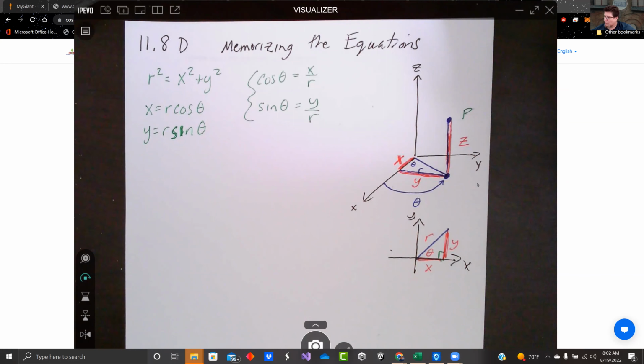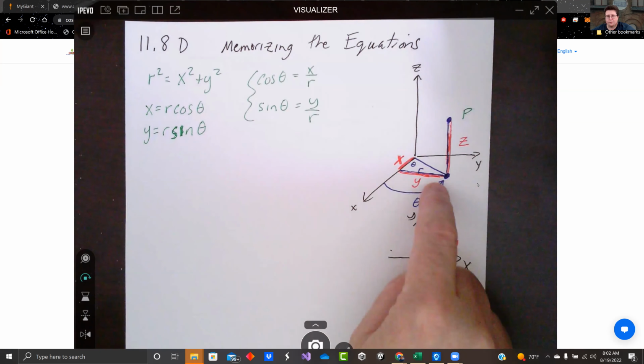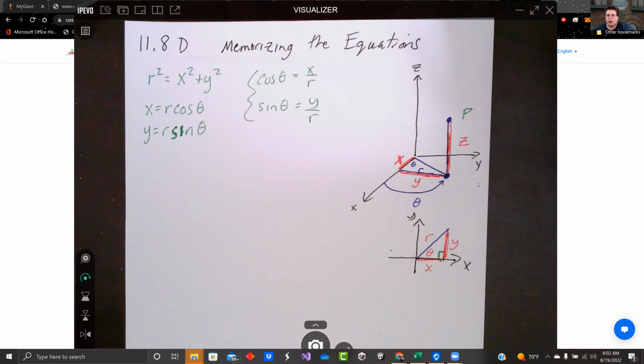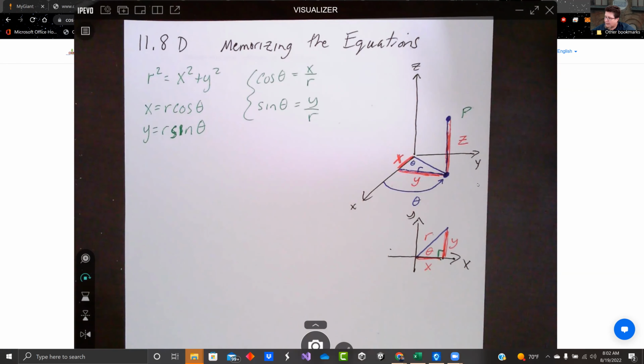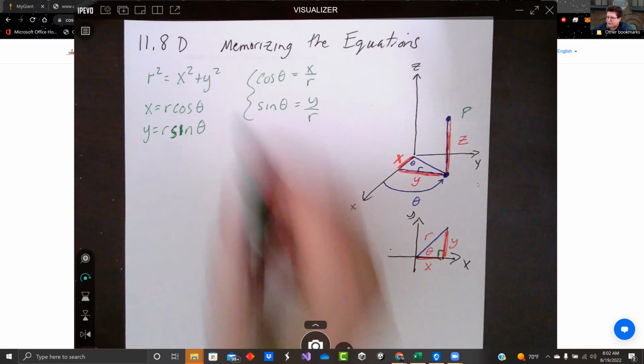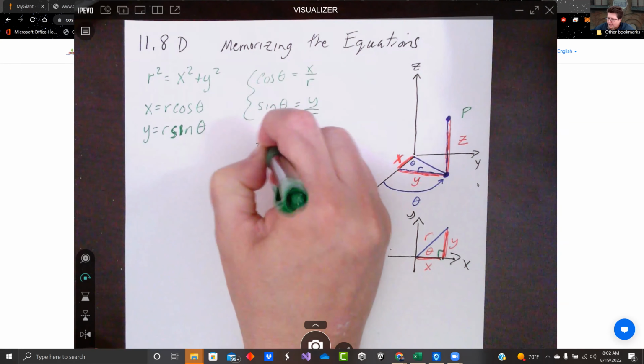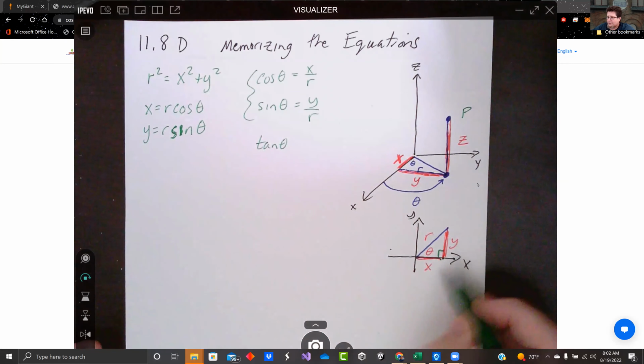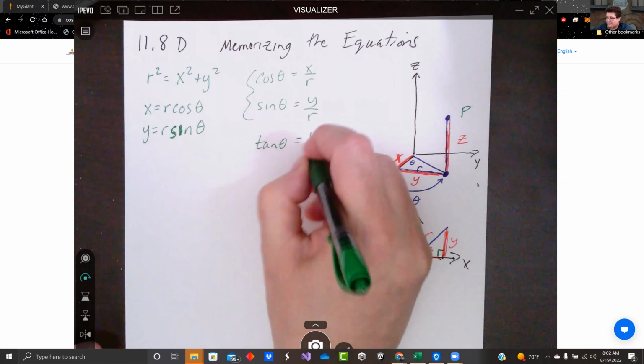So what else can I get from this picture? Just the 2D component, because looking at the same triangle in 3D is harder to read than looking at it in 2D. And you've seen the 2D one before. So we've done cosine and sine. What's the third major trig function? Tangent. Tangent theta is opposite over adjacent, y over x.